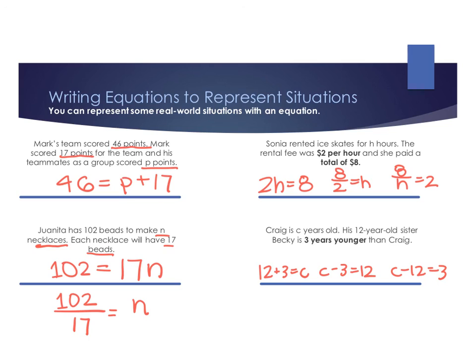I could have also said that since Craig has a sister that is 3 years younger than him, and she is 12, I could say that C minus 3 equals 12, or Craig's age minus 3 years equals Becky's age of 12. You could also say that the difference between Becky and Craig is 3 years. So difference is subtraction. So Craig's age minus Becky's age of 12 equals 3. Those are 3 possible answers.